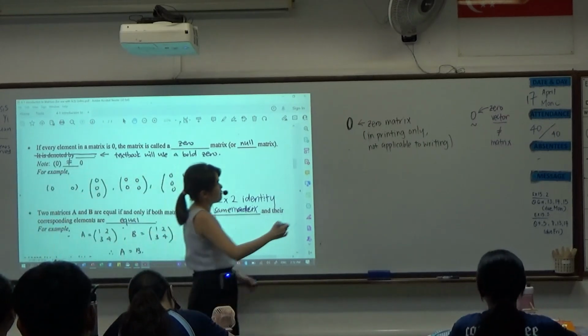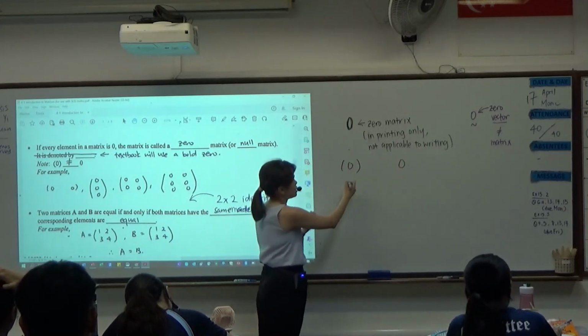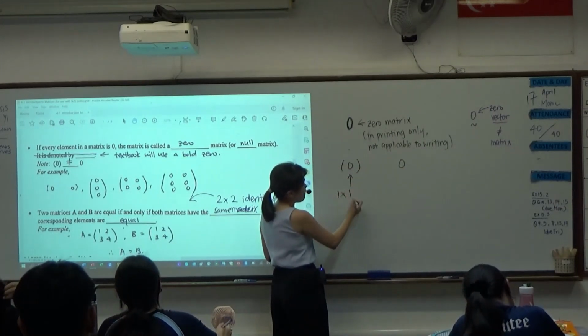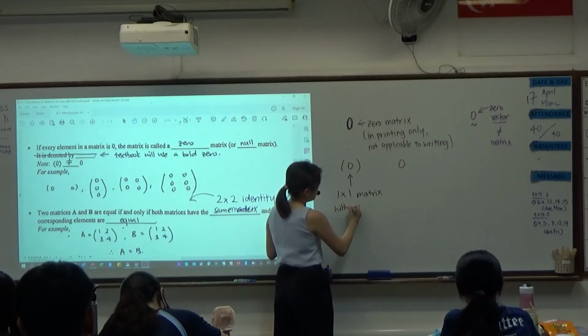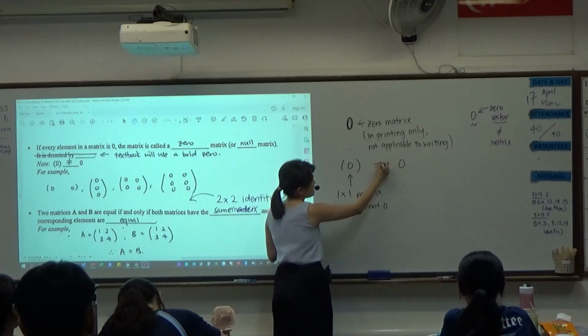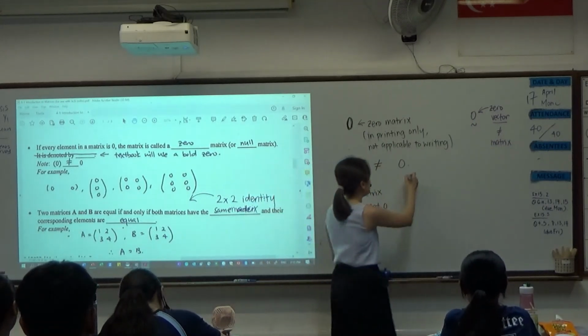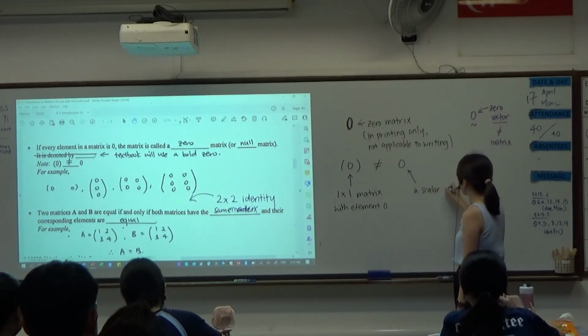So in case the back people cannot see, this is actually a matrix. It is in fact a 1 by 1 matrix with element 0. It is not equal to 0 itself, whereby 0 is just a number. In fact, we call it a scalar number.